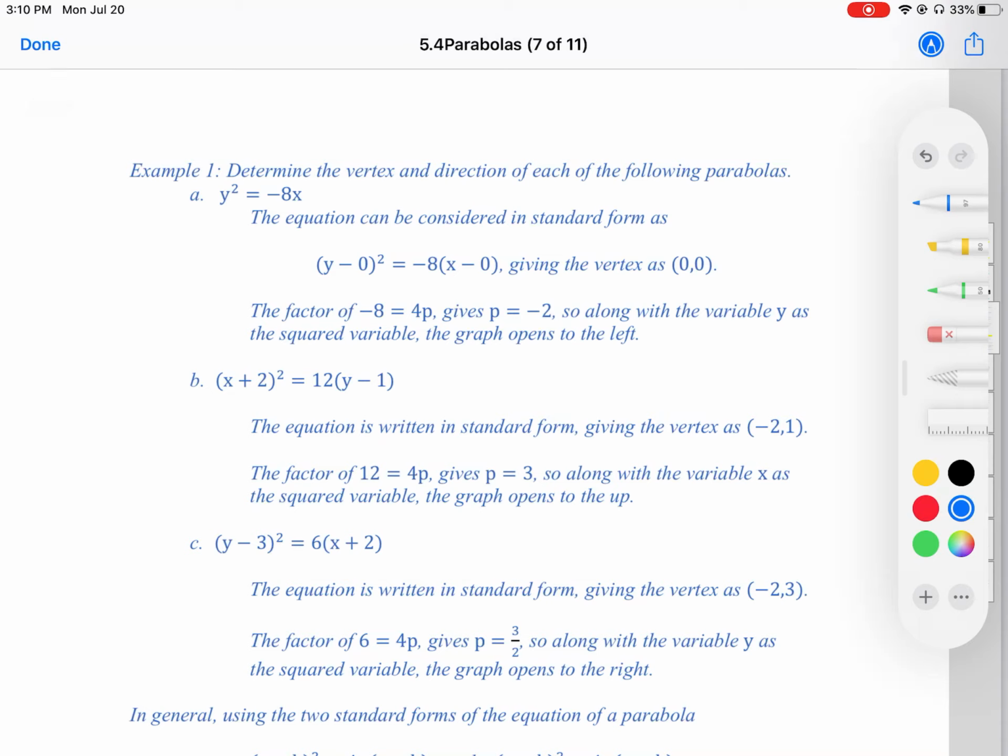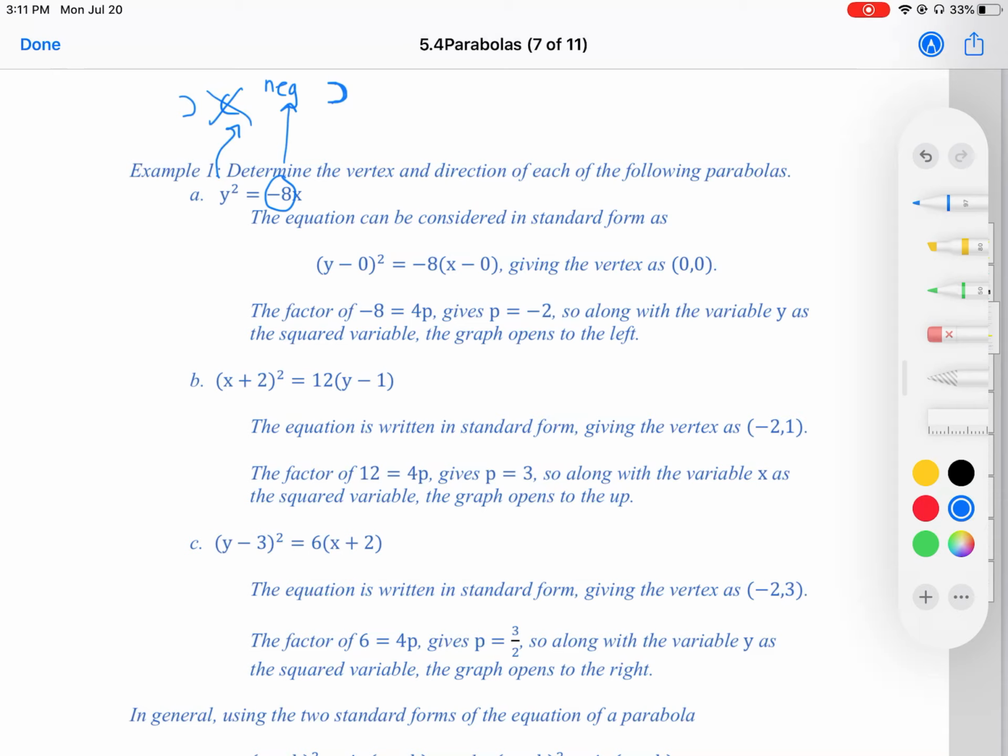Example 1. Determine the vertex and direction of each of the following parabolas. So to begin, give yourself a mental note. Which way should it be opening? Well, because my y is squared, I'm left for it to open either left or right. Because the number on the other side is negative, my option would be the negative option, so left. It would not be opening right.